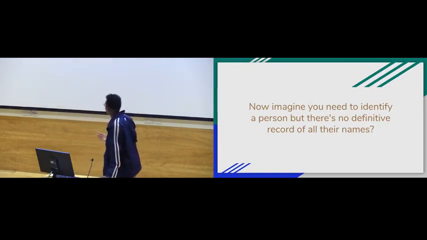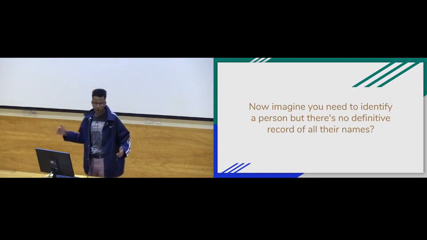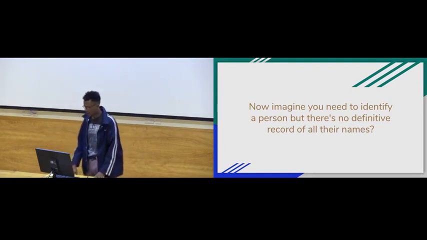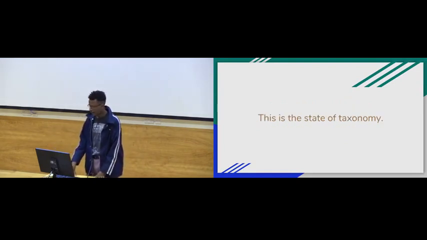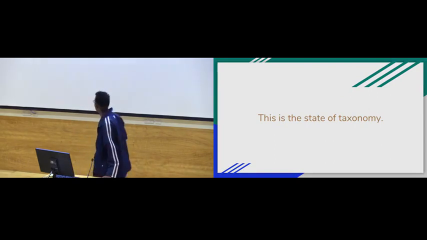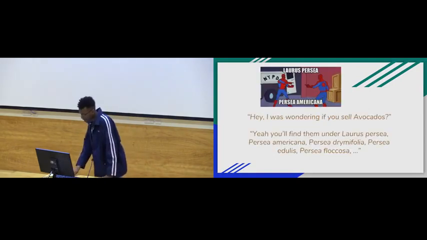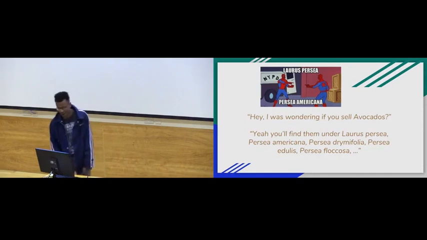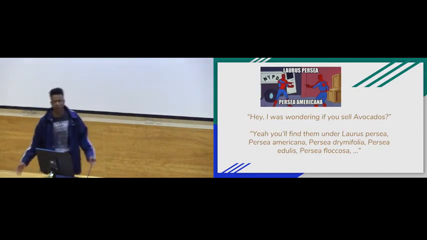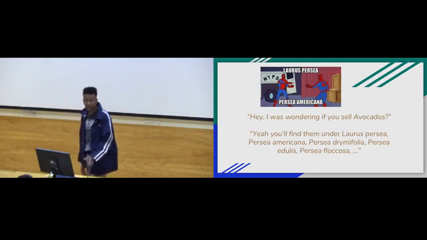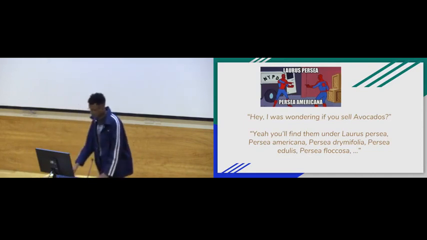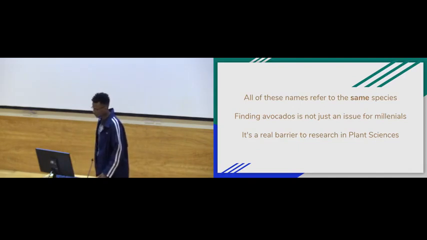So maybe you don't have a definitive record of everyone's names that they've gone by over the years. The issue with that is that it causes absolute mayhem, as we found out. So imagine you're looking for avocados, right? Avocados have 20 different names referring to the exact same species. This is more than just a problem for millennials.